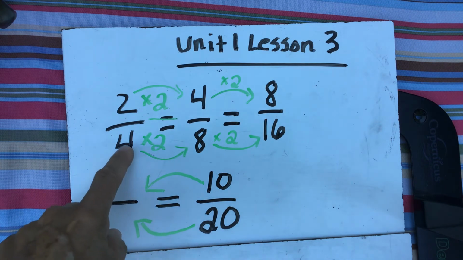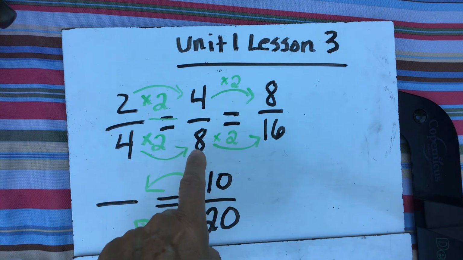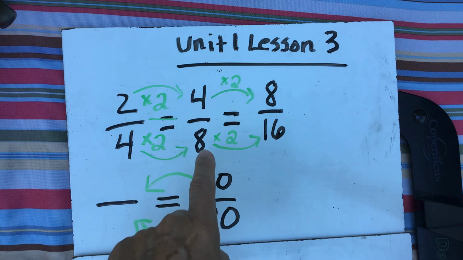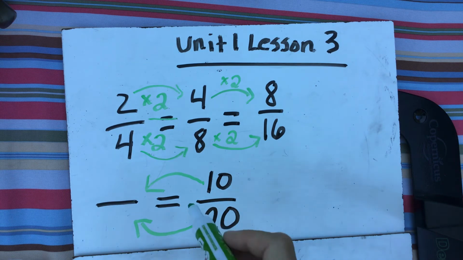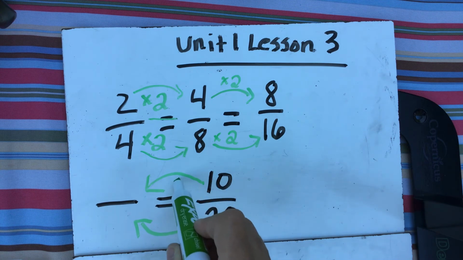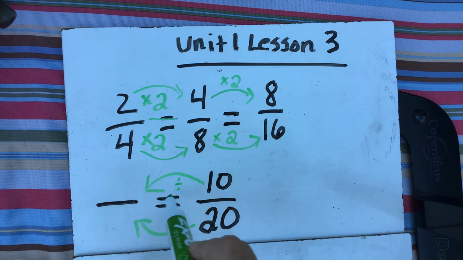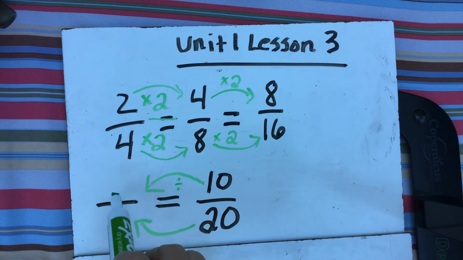So notice which direction my arrows went. I multiplied both the top and the bottom by the same number to get a fraction that has higher numbers. Now I'm asking you to do the opposite. So you'll remember, what is the opposite operation of multiplication? You're right, it's division. So I'm going to think about 10 divided by something is going to give me a smaller number here.